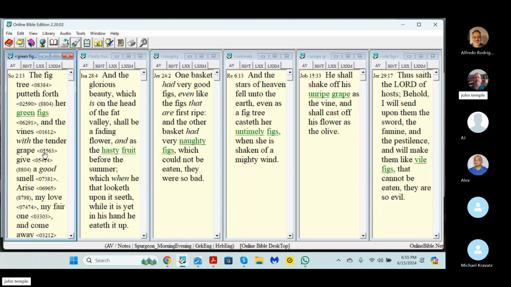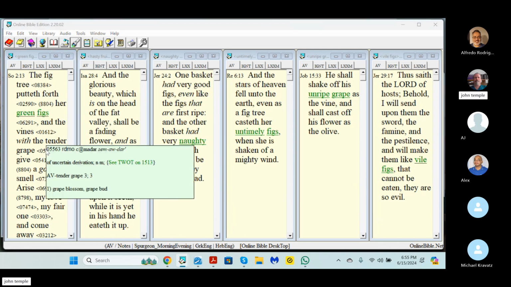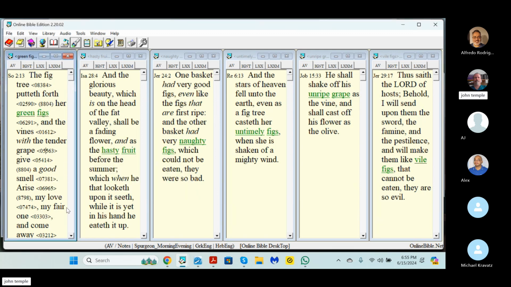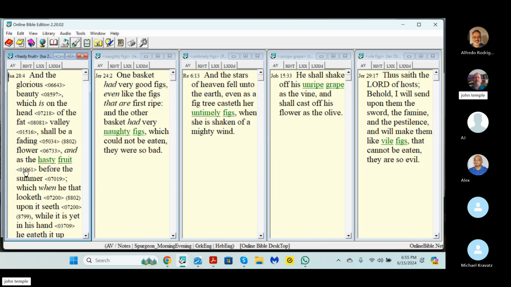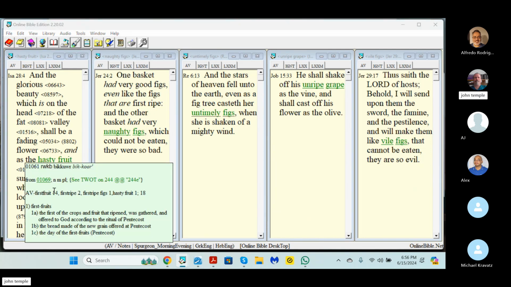And then tender grape. I'm not going to get into that, but that's the good stuff too. Some of the tender grape, it's all good stuff, and it smells good. So he's saying, "Come on." That's the church. He's talking to the church. And we saw this already. The hasty fruit. That's the 1061. That's the Bikur, the first ripe fruit.